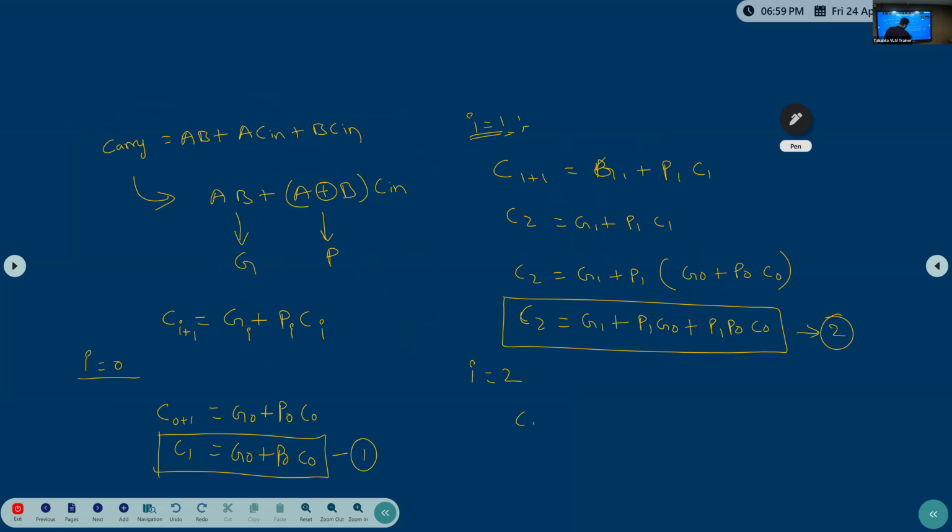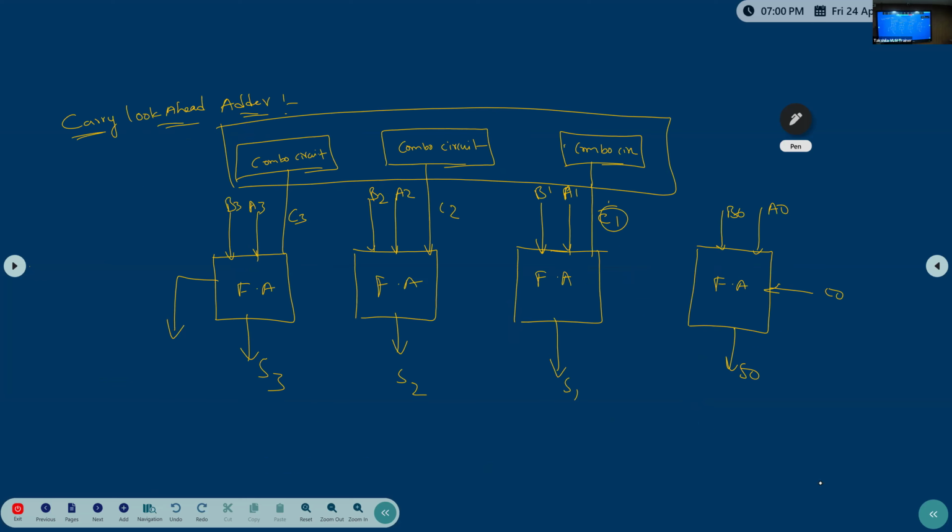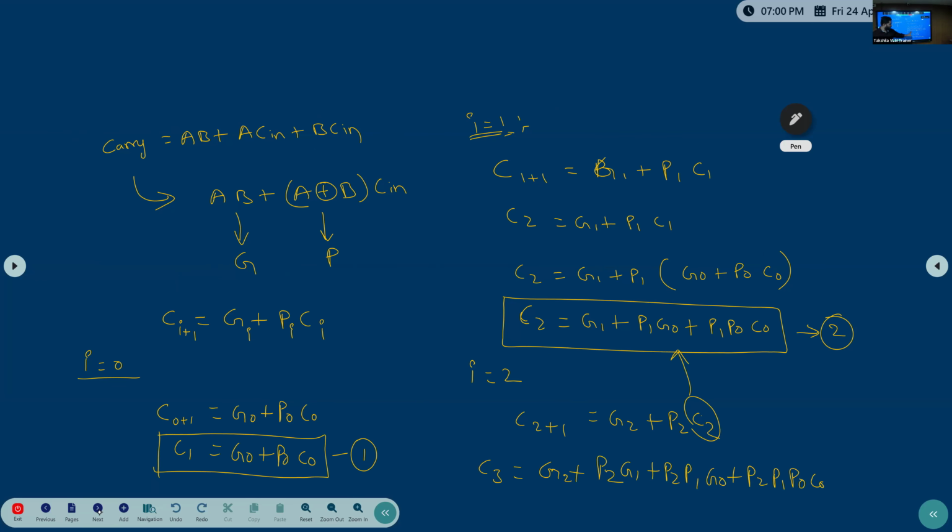So C2 plus 1 equal to G2 plus P2 C2. Now C3 equal to, so substitute C2 in place of C2. So this equation 2 will be substituted. Then what will we get? G2 plus P2 G1 plus P2 P1 G0 plus P2 P1 P0 C0. Get it? 3 equations have come, right? Yes or no? 3 equations have come.